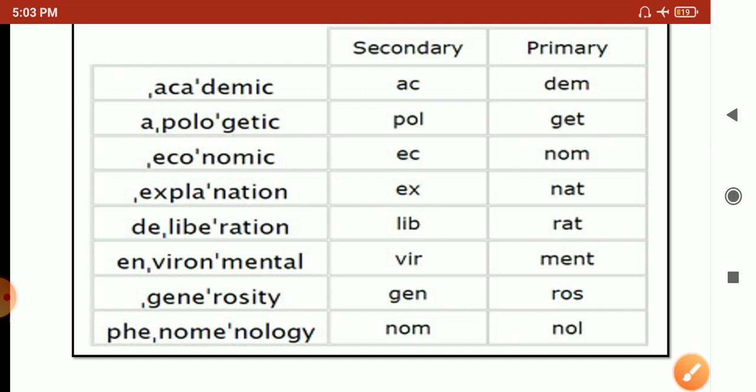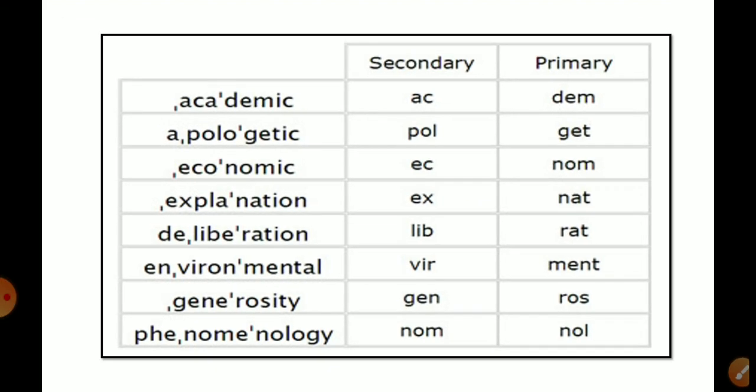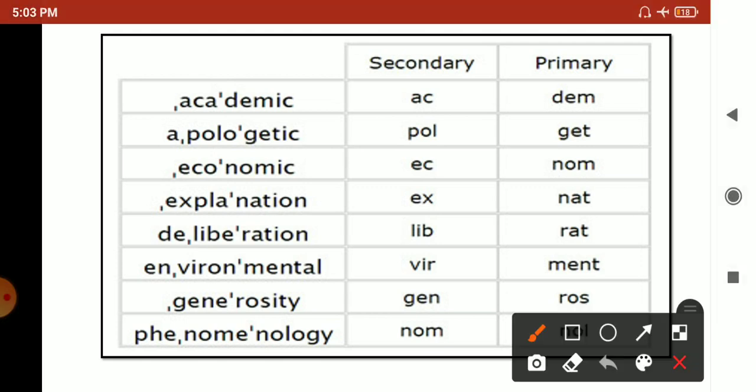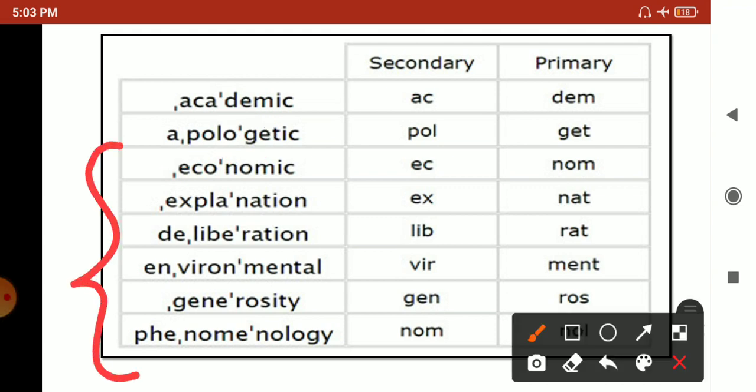Correct? So my point is, you have to mark secondary stress when the word has three syllables or more than three syllables. Then you have to identify primary stress and secondary stress, and you have to mark the stress. So here the second syllable is prominent, the next prominent syllable after the fourth syllable, and therefore it takes secondary stress. So these are some examples where you can find primary stress as well as secondary stress.